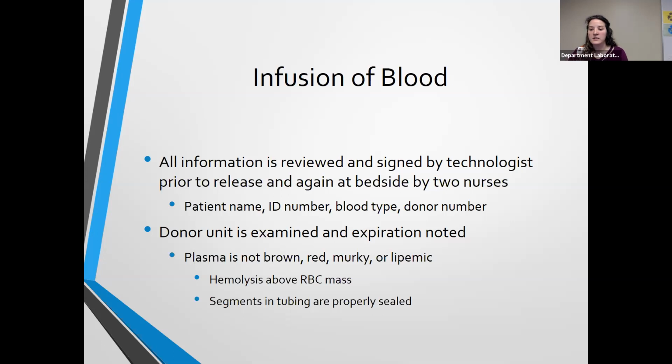So Sarah asked, as long as they start infusing prior to the expiration date. That's right. So if your unit expired at 11:15 or 11:59 and they started at 10 p.m., that's still good, as long as it's being transfused before that expiration time.